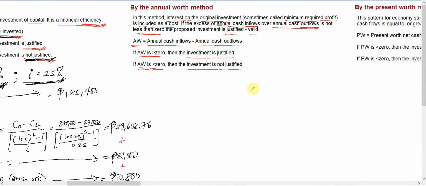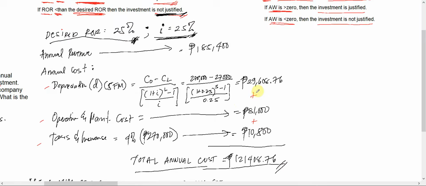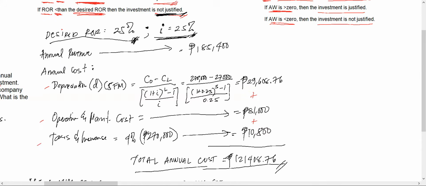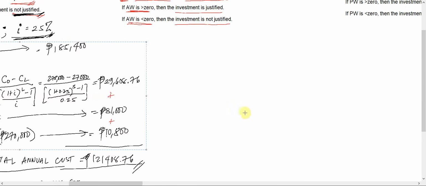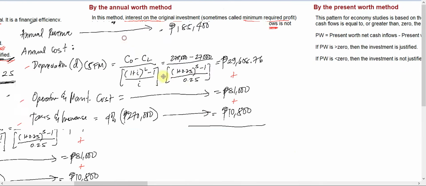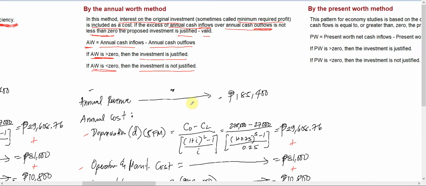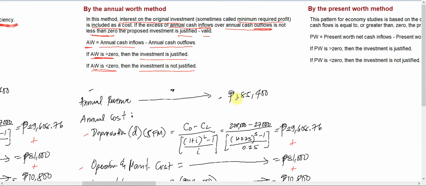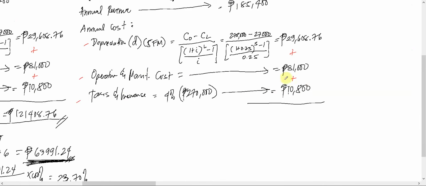Almost the same lang yung gagawin natin dito sa rate of return, no? So actually same lang pala talaga, dadagdagan lang natin. So itong mismong ginawa natin na revenue hanggang dito sa taxes and insurance, copy na lang natin kasi same lang yan. Ayan, kinapi ko lang. Yung annual revenue, 185,000, same lang yan. Yung annual cost, depreciation, same lang din yan. Operation maintenance, same lang. Taxes, insurance, same lang din. So, again, magdadagdag tayo dito sa cost.